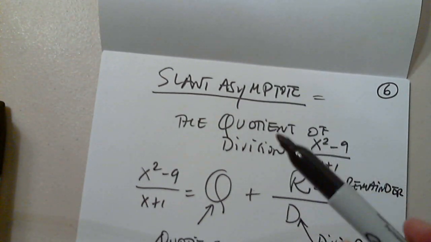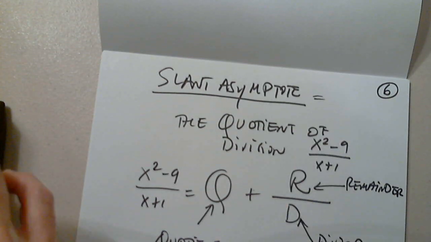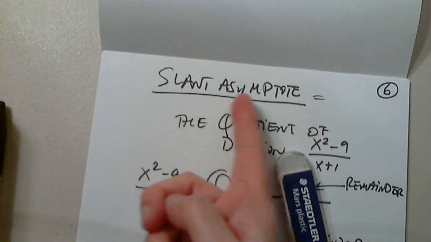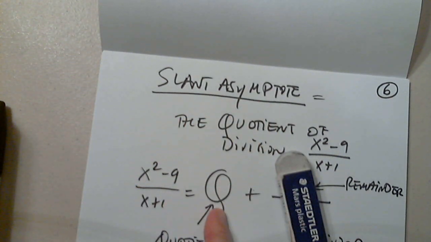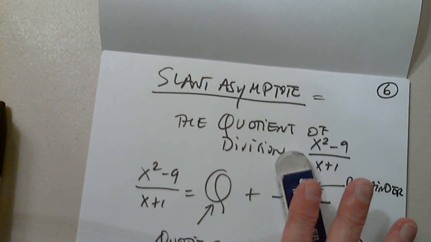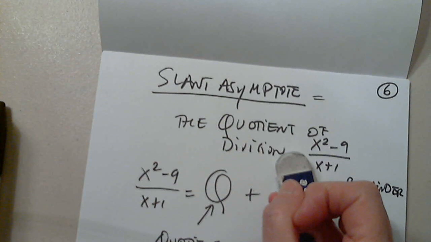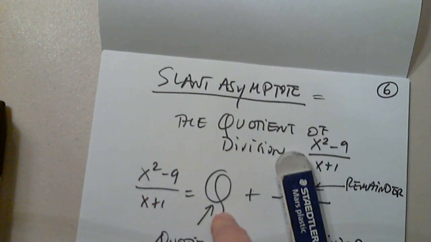Why is the slant asymptote only the quotient? What happens to all this? Where is this going? Why is the slant asymptote only this? Because at infinity, you will see this will always go to 0. That's the reason why the slant asymptote is always the quotient, and only the quotient.